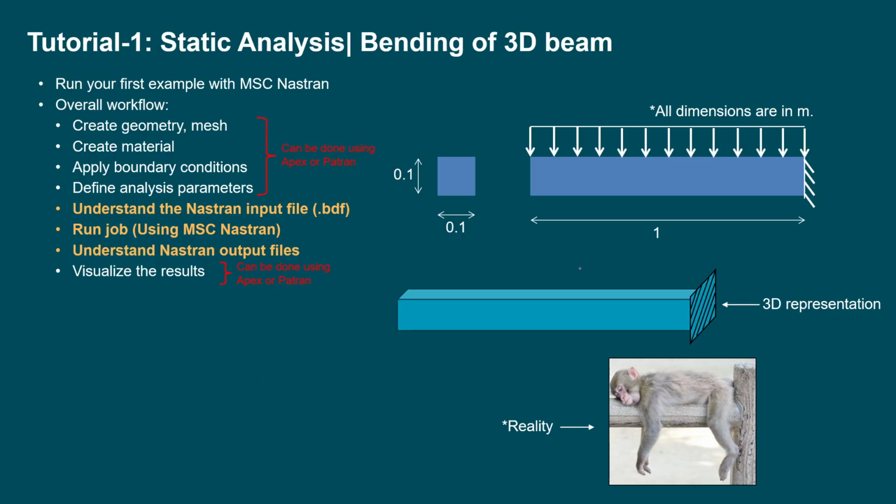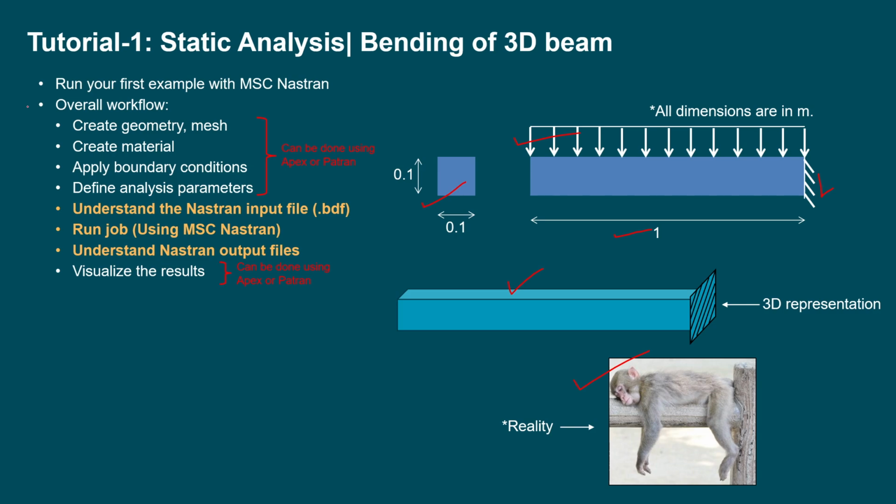As always, we will solve same example which we did in past videos. We have a monkey sleeping on cantilever beam. We will represent that beam as shown over here. It has a square cross section with 0.1 meter for each side. Length of beam is 1 meter. It is fixed at one end, and we are assuming monkey is applying uniform pressure on this top surface.